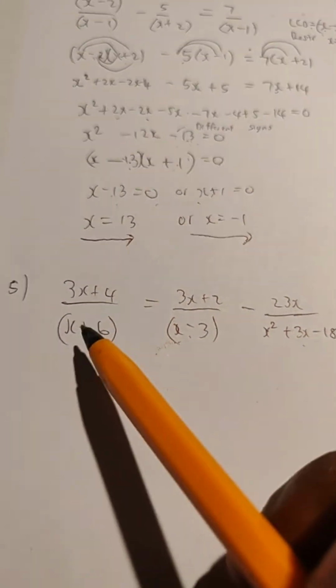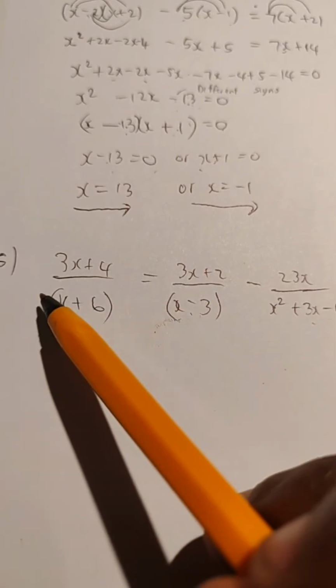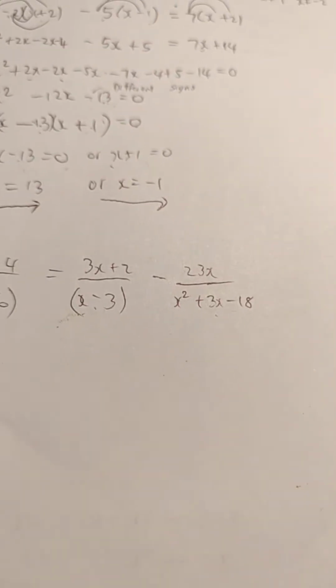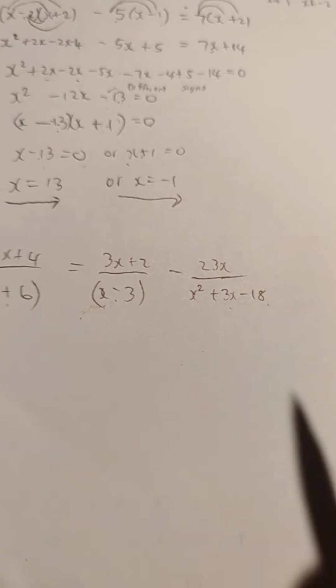Factorize if possible. So this x plus 6 can be written in brackets. This x minus 3 can be written in brackets. From two terms it becomes 1, and you've taken out the highest common factor of 1, which you cannot see. You can factorize this trinomial. What does it become?